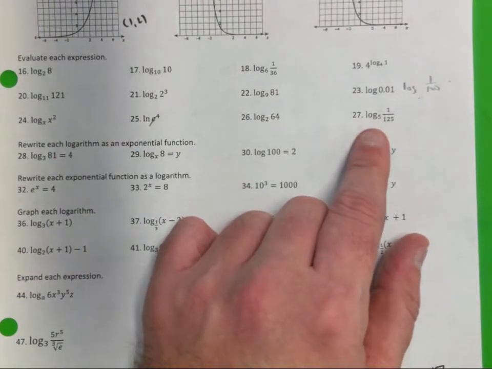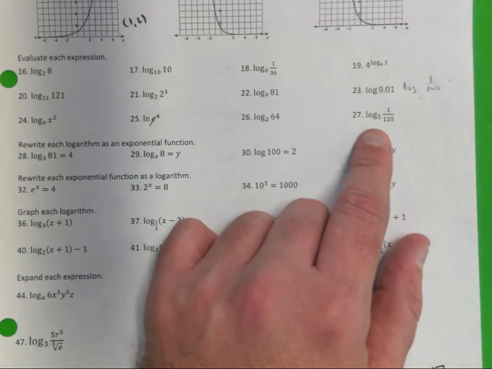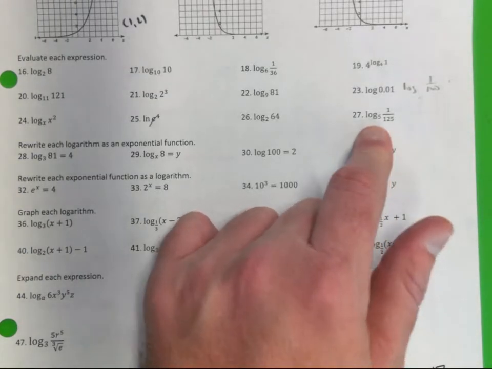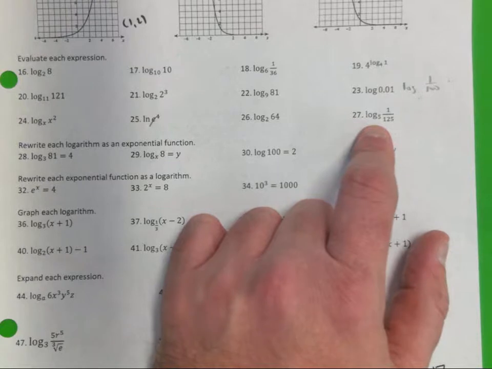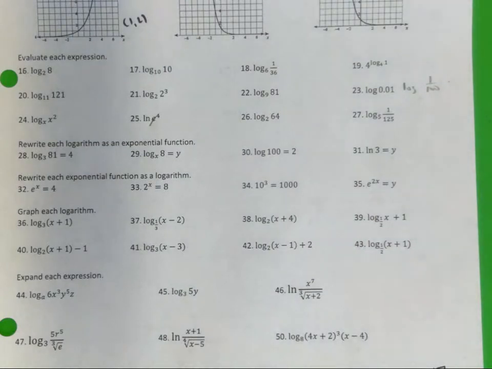Number 27, Holly. What would you get on that one? Not negative 2. Negative what? 3, because 5 cubed is 125. Let's review that. What's 1 squared? 2 squared? 3 squared? 4 squared? 5 squared? 6 squared? 7 squared? 8 squared? 9 squared? 10 squared? 11 squared? 12 squared? 13 squared? 14 squared? 15 squared? 16 squared? 256, 17 squared, 18 squared, 19 squared, 361, 20 squared, 21 squared, 441.